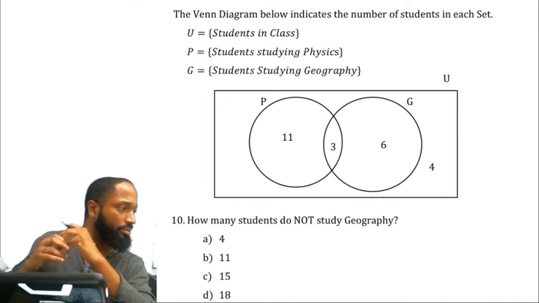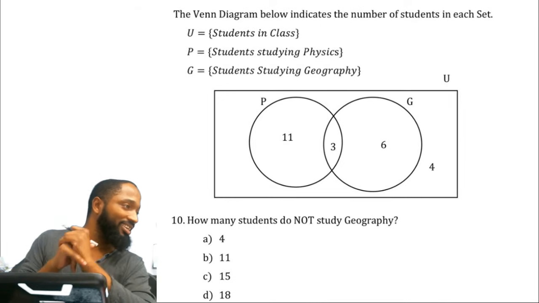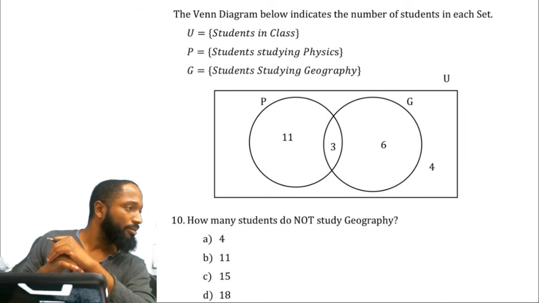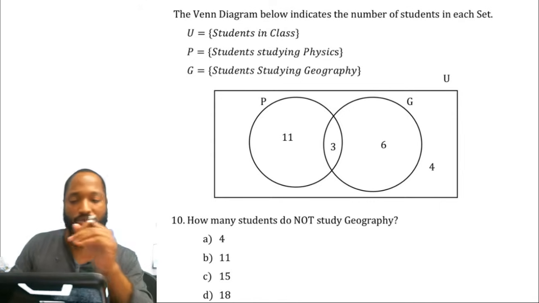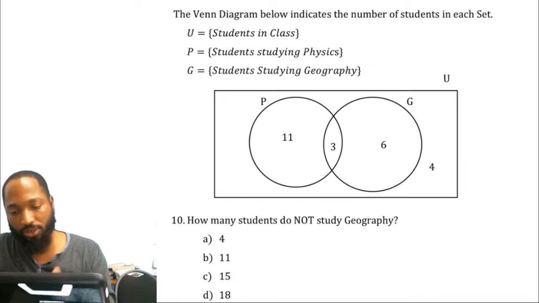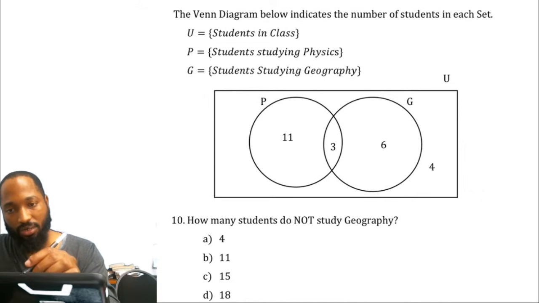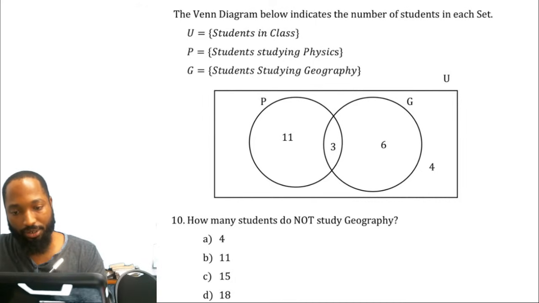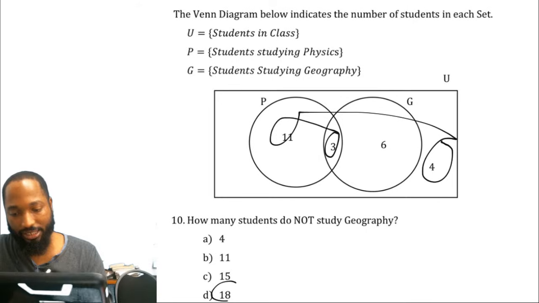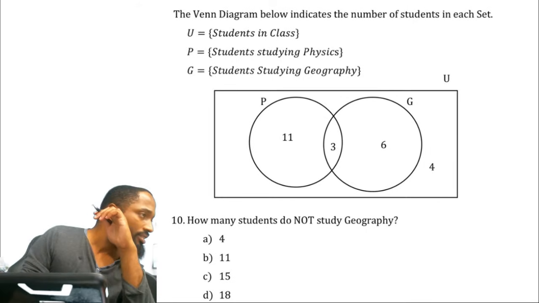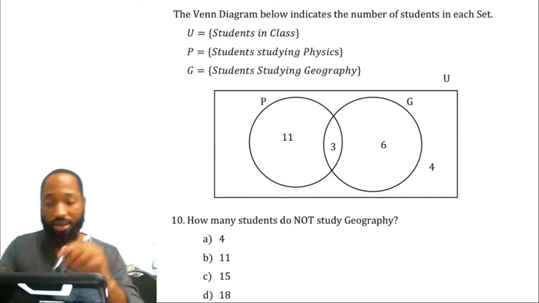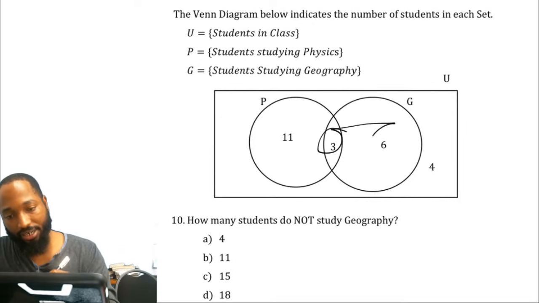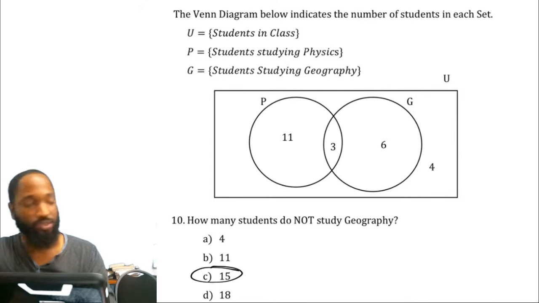Answer for 10, some people saying C. Ren says C. Tenin says C. Alright, how many students do not study geography? Right. So let me see if we can make this mistake too. Some people might just see the 6 and count all the other numbers 3, 11, and 4 and get 18, which is wrong. Any D's? No D's. Well done. But the geography is actually this 3 and the 6. So it's actually 15, which is C.